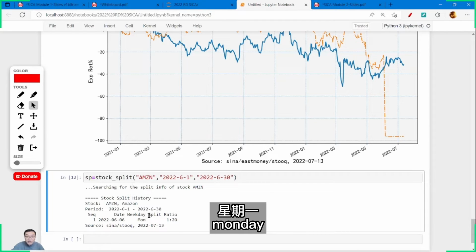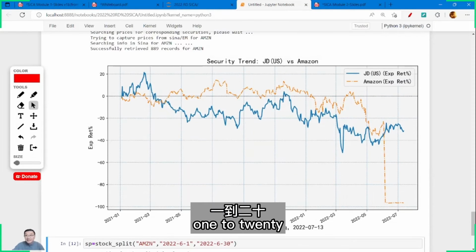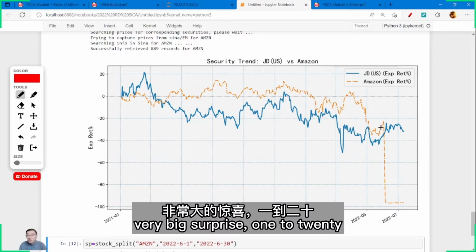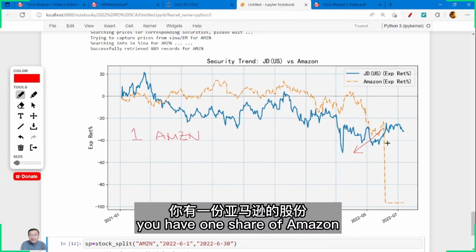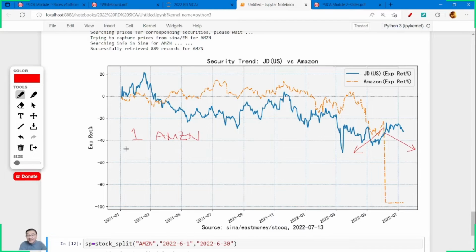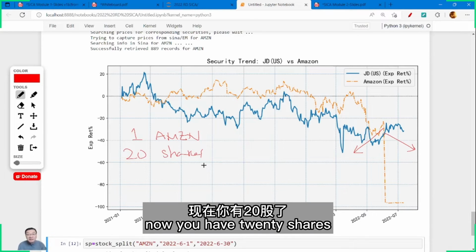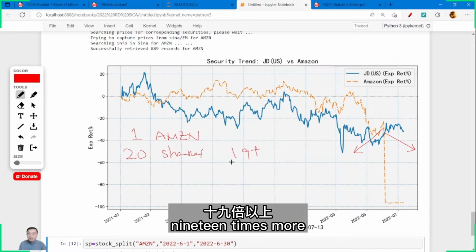And the split ratio is amazing. 1 to 20. Surprise. Big surprise. Very big surprise. 1 to 20. Think about that. Suppose originally before this date, you have 1 share of Amazon. And after this date, now you have 20 shares. You have 20 shares. 19 times more. Wow. Is that a dream?